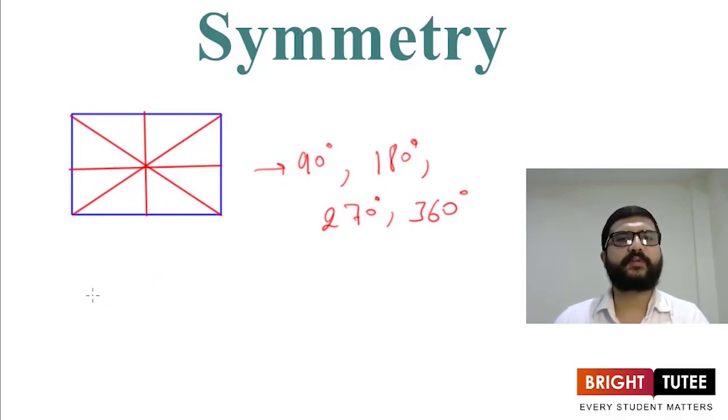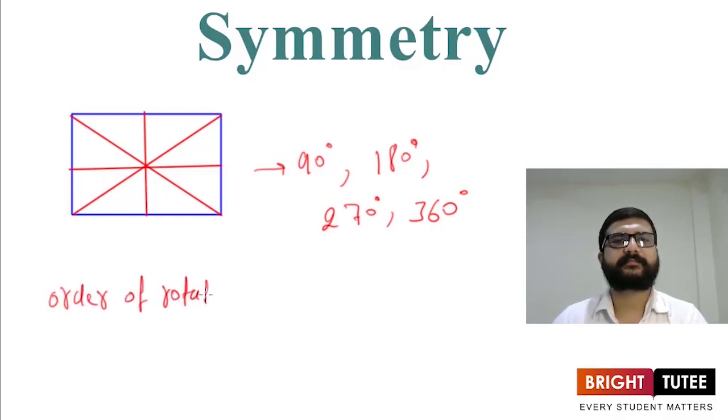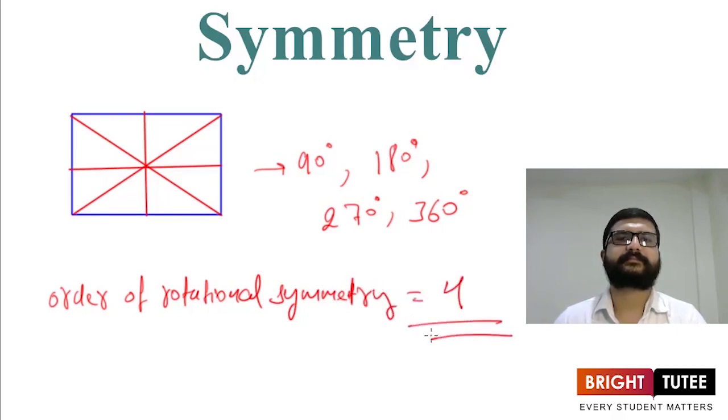So the order of rotational symmetry for this square will be 4. So here we have seen an example in which both the symmetries are followed, line symmetry as well as rotational symmetry. Now in this session we are going to discuss a few more questions based on all these things. So let's start with the questions now.